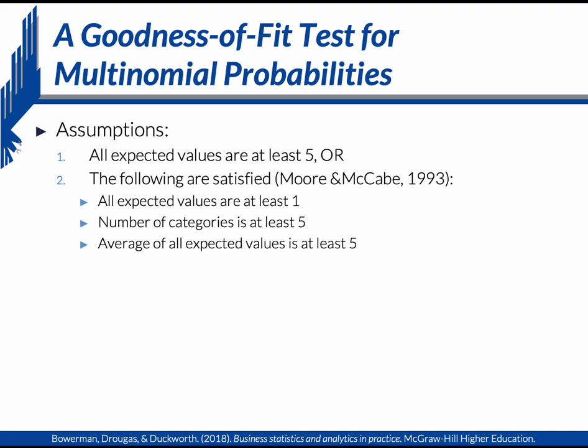The goodness of fit test for multinomial probabilities requires a sufficiently large sample size. If all the expected values for all the possible outcomes of the multinomial experiment are at least 5, then the sample size can be considered large. If this is not met, the sample size may still be considered large enough if three other conditions are met. First, all expected frequencies are at least 1, the number of categories or outcomes is at least 5, and the average of all expected frequencies is at least 5.